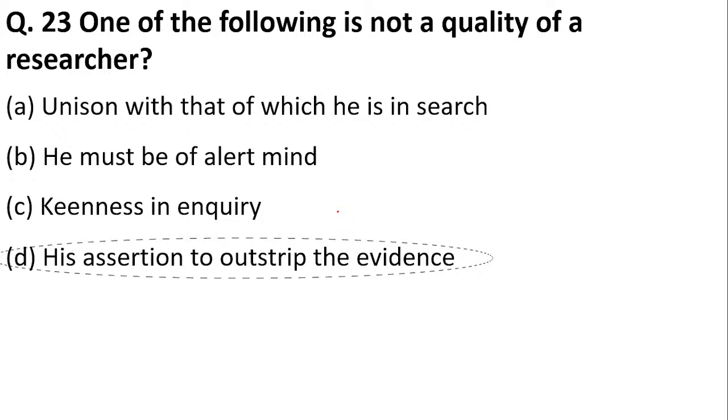Means whatever result he has got, he should not go beyond that. The researcher should stick to whatever result he has got, he should not go beyond what he has found. So, this is not a good quality of a researcher. A researcher should not change the evidence, he should keep the result as it is. So his assertion to outstrip the evidence is the answer to this question.